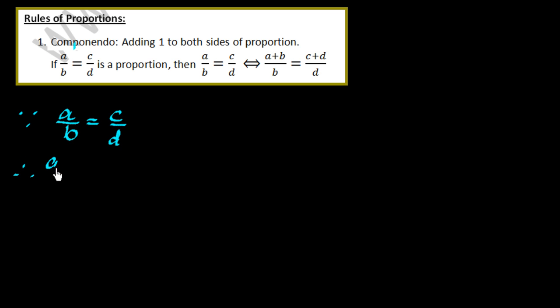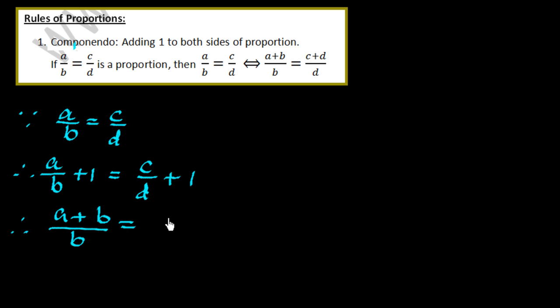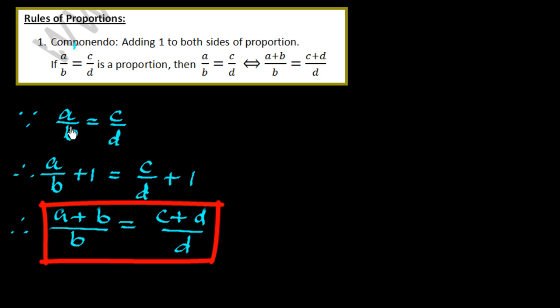So we get here A over B plus 1 is equal to C over D plus 1. Now we take the LCM on both the sides. So on the right side we get the LCM. Finally we get here LCM B, so it is A plus B over B, and here we get the LCM D, so it is C plus D over D. So we could write this A over B is equal to C over D in this way: A plus B over B is equal to C plus D over D. So this is our componendo rule.